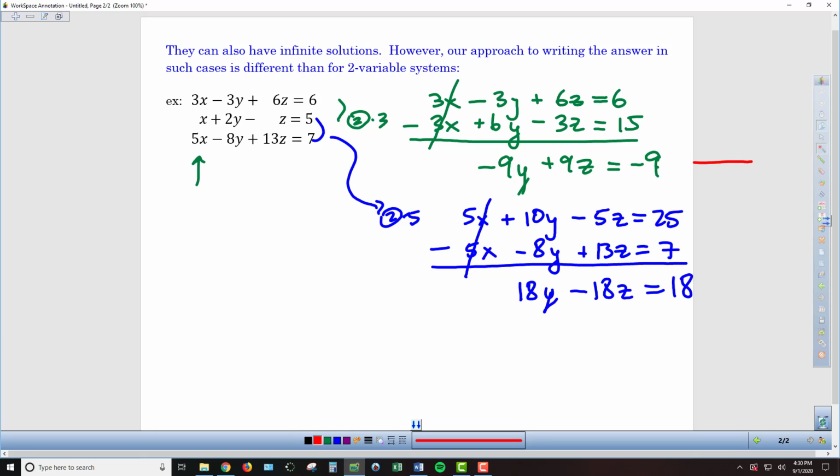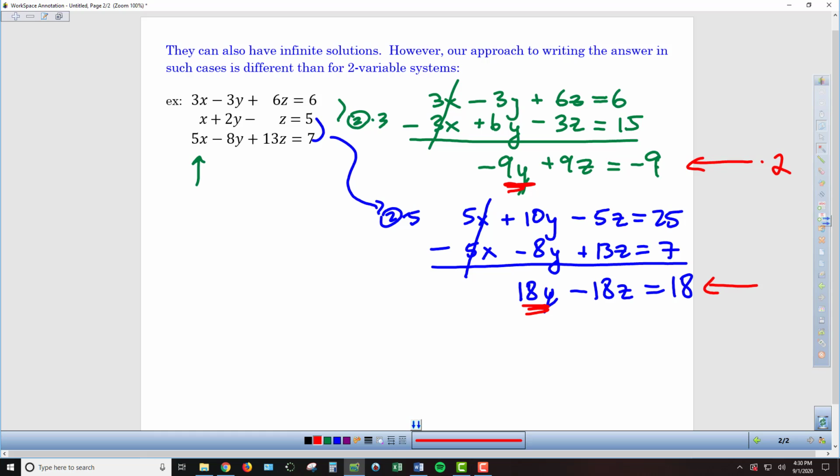I've got this one here that involves just y and z, and this one here that involves just y and z. And so now I have to combine these to get rid of one of the variables. So if we focus in on the y's, I could multiply the top equation here times 2, and then I'll get a match, even though there'll be different positive and negative signs. That's fine. That just means that we'll have to add the equations.